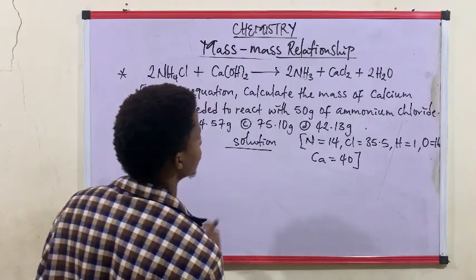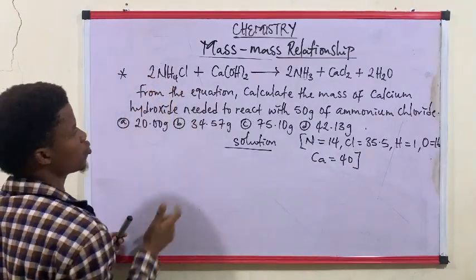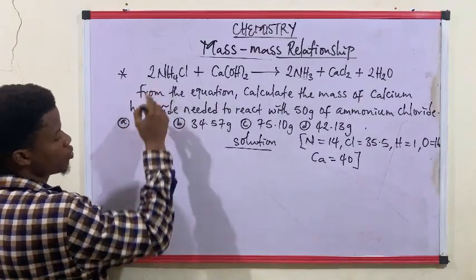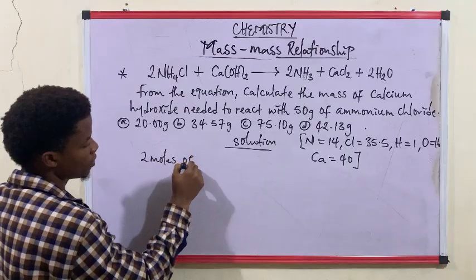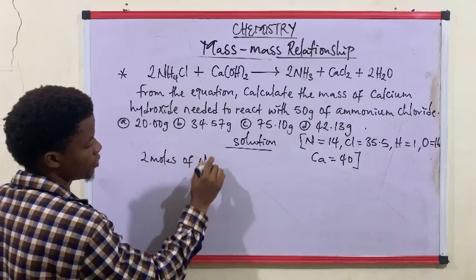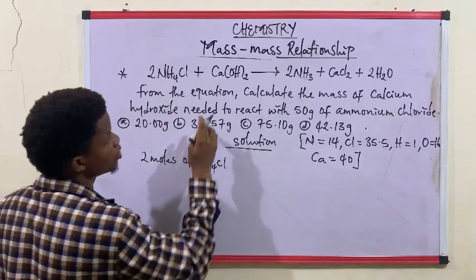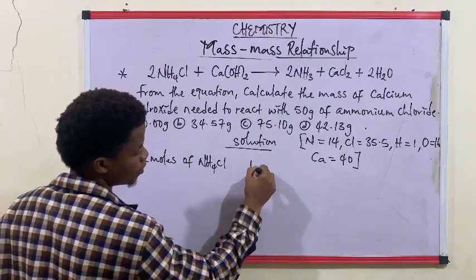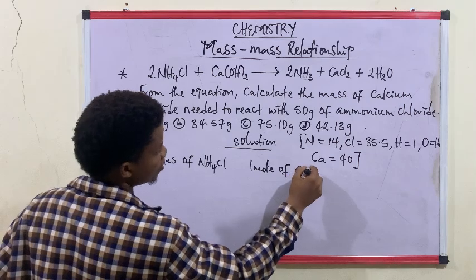So now let's go from the balanced equation. What do we have? 2 moles of ammonium chloride, NH4Cl, and then we now have 1 mole of calcium hydroxide.